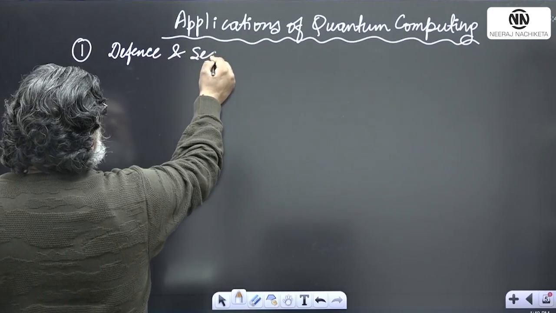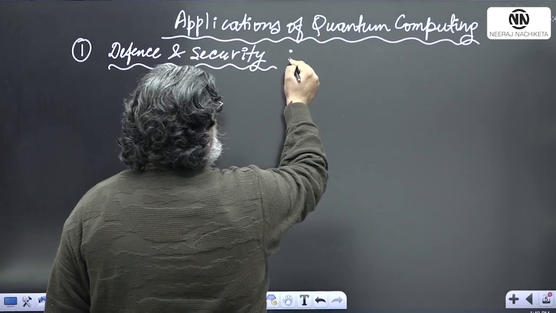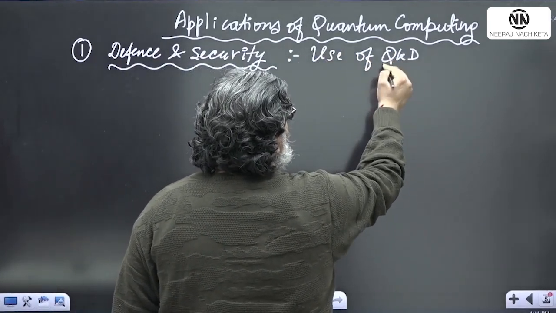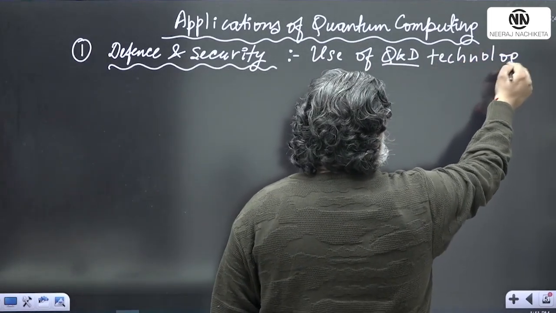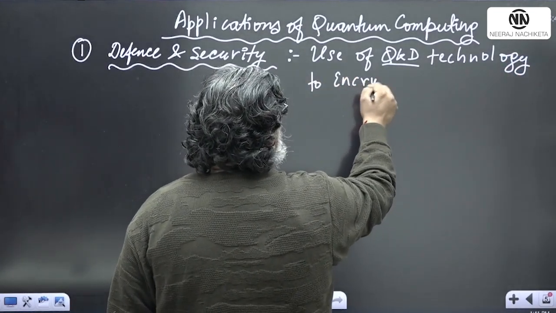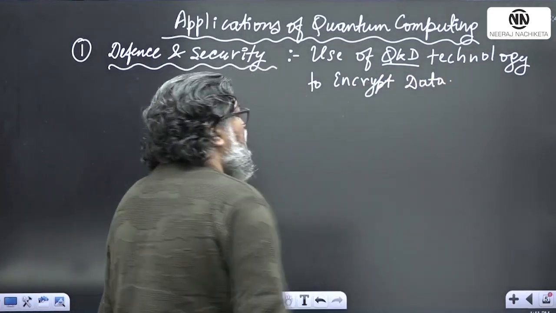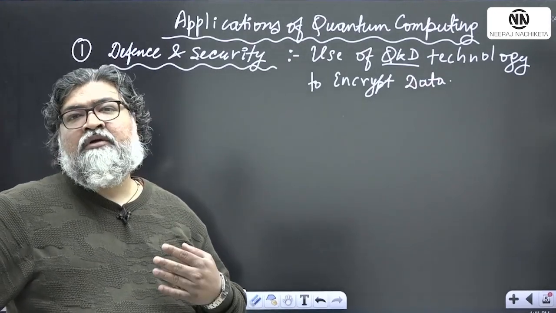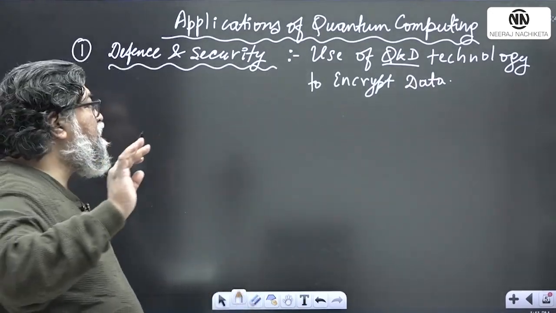So if you look at applications, the first one is in terms of defense and security. Here is the use of quantum key distribution, QKD technology, to encrypt data. It's very important to encrypt data, whether missile or rocket or naval defense or whatever it may be, that will be encrypted through this, right? That is what comes here.